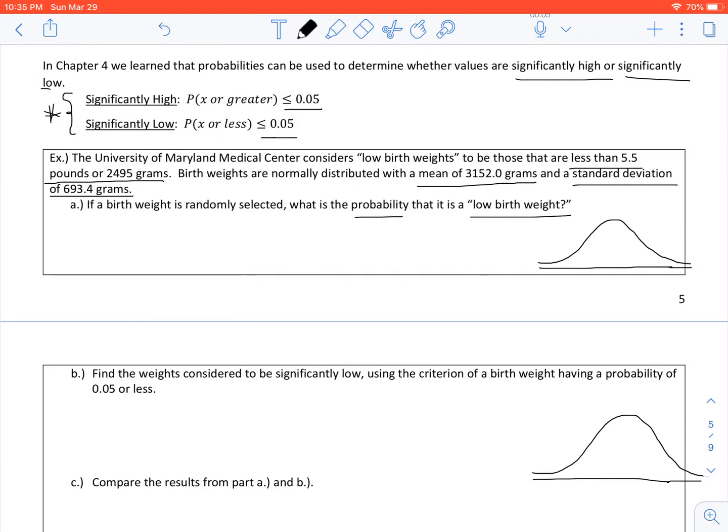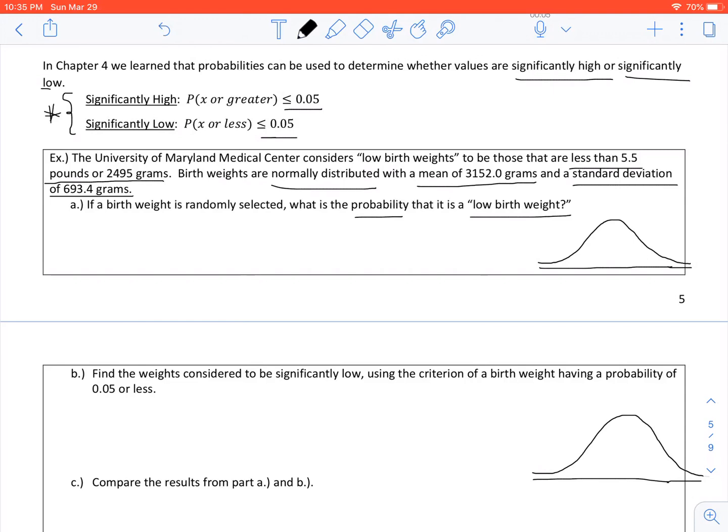So the example that's next says the University of Maryland Medical Center considers low birth weights to be those that are less than 5.5 pounds or 2,495 grams. Birth weights are normally distributed with a mean of 3,152 grams and a standard deviation of 693.4 grams. It says it's normally distributed.